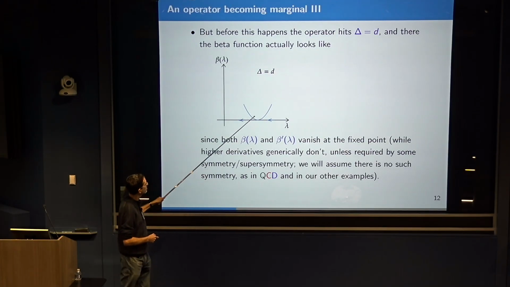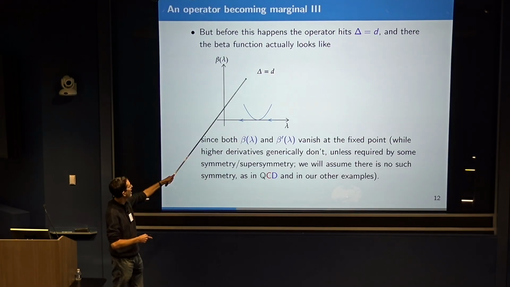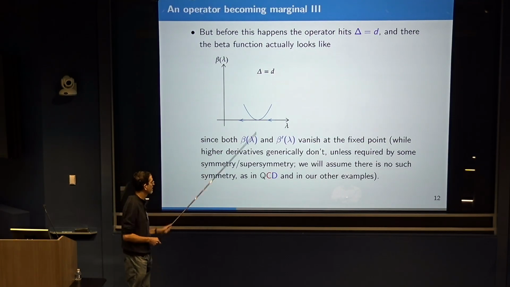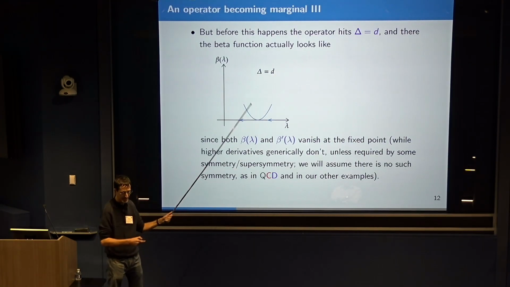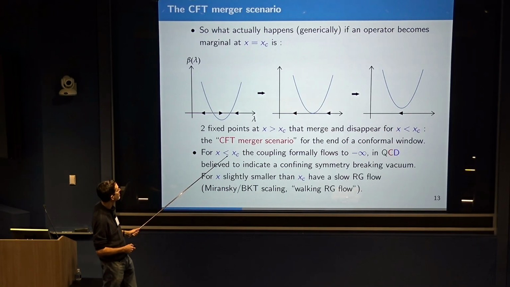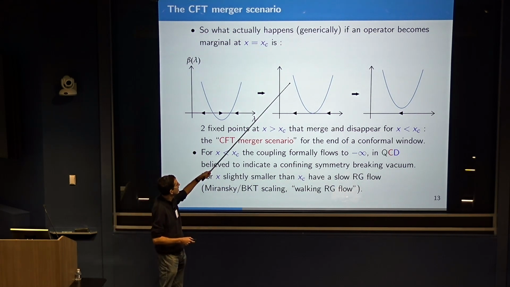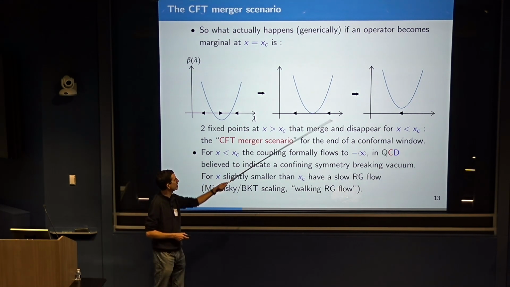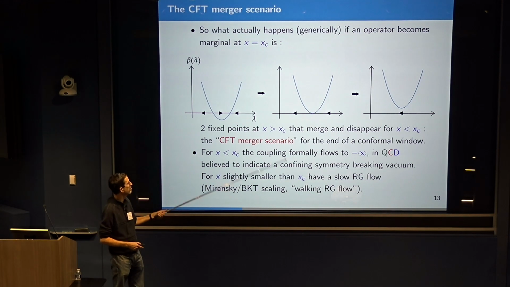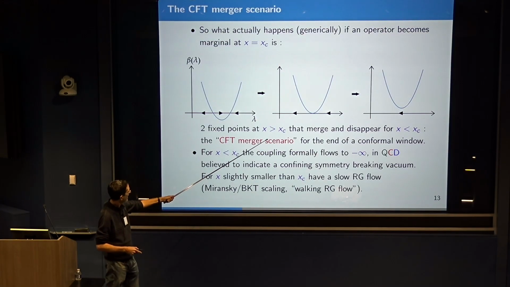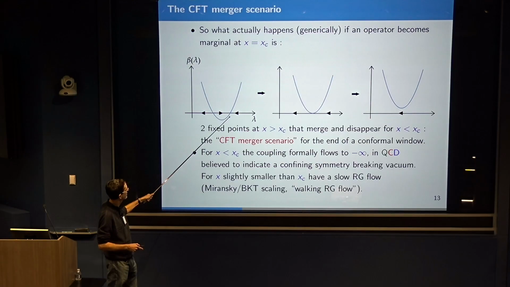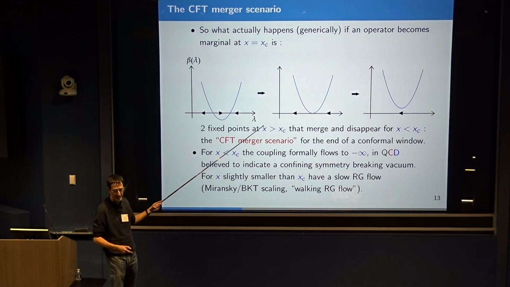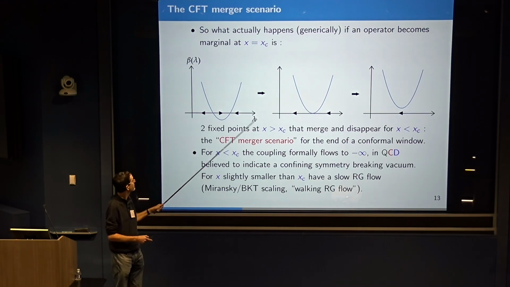So in those examples, we expect that if an operator becomes marginal, the beta function should behave like this. And this completely changes the story about what happens when the dimension of the operator goes down. Because when the dimension hits d, we have this shape of the beta function, then by continuity, what this implies is that when we're slightly above this point, at x bigger than xc, we do still have this stable fixed point where the operator has a dimension that's slightly above d.